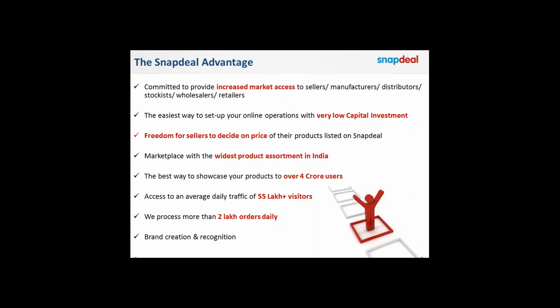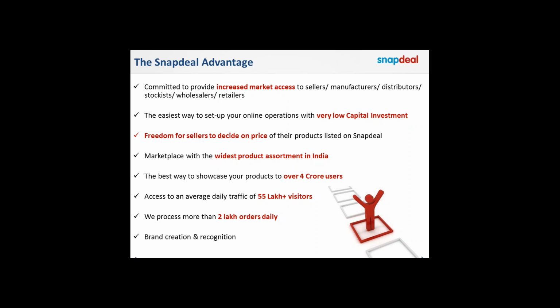Freedom for sellers to decide on price. It's their price at which they sell it. Of course, there's a bottom line that it cannot be sold at a price higher than the MRP, which is the maximum retail price, but they have complete control over it. They can change the selling price of the product at any time, simply through a mobile phone application they will be logged into at all times, or by logging on to a panel from their computer.